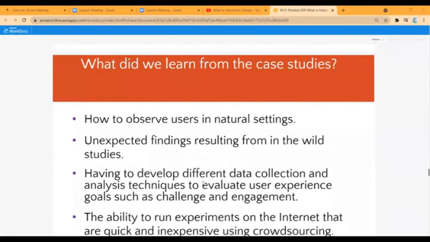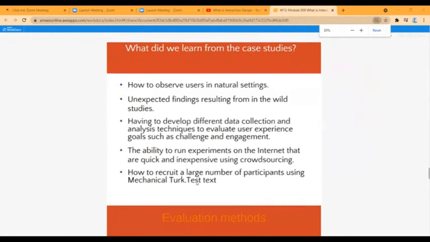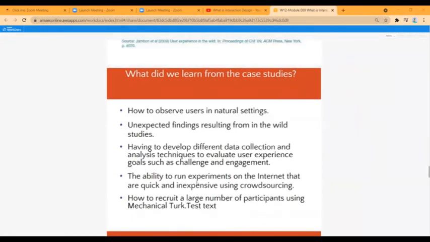What did we learn from the case study? Number 1, how to observe users in natural settings. Number 2, unexpected findings resulting from in-the-wild studies. Number 3, having to develop different data collection and analysis techniques to evaluate user experience goals such as challenge and engagement. Number 4, the ability to run experiments on the internet that are quick and inexpensive using crowdsourcing, and how to recruit a large number of participants using Mechanical Turk. That was the e-skiing case study from earlier.